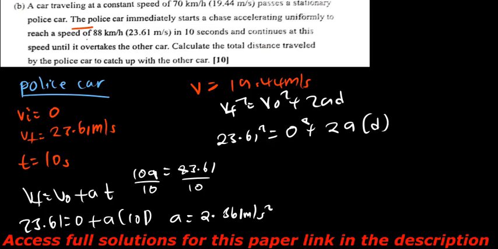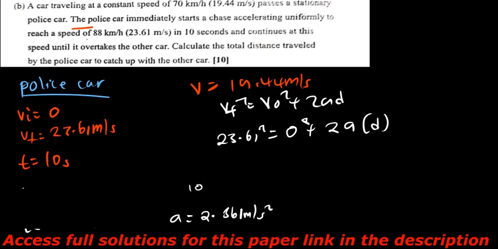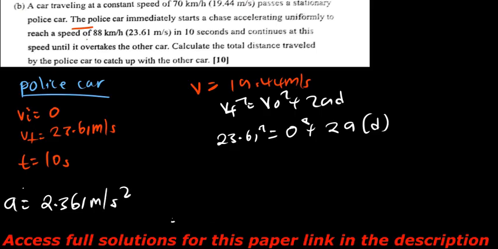I'm not going to round it off. Let me just shift it to this side. So the acceleration now is 2.361 meters per second squared. Simple, right? After finding the acceleration, I can now plug in here. I just want to find the distance it traveled, not the distance it used to catch up, no.